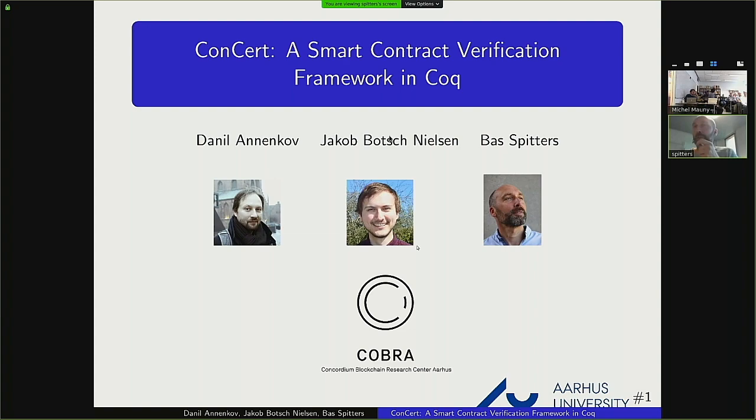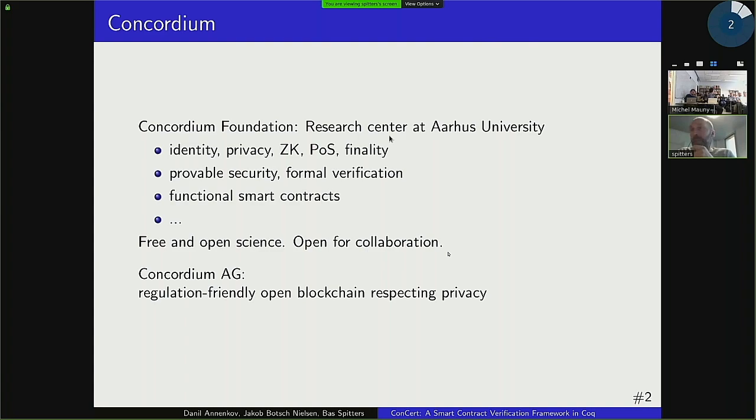I'd like to tell you a bit about the Concordium Foundation. It's a project sort of similar to Tezos. There's a foundation and also a company related to it, like you have Nomadic Labs. We have a big research center at Aarhus University, and it's free and open science. So we're very open to collaboration, and we've been having good contacts with the Tezos developers in the Tezos community. The focus is somewhat more on business applications than in Tezos, I think, if you want a quick comparison.